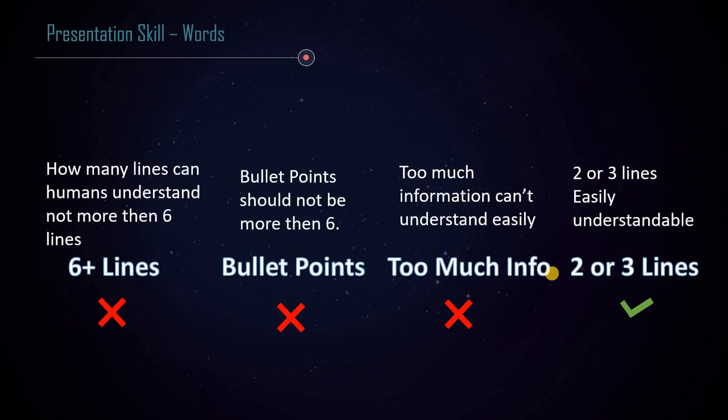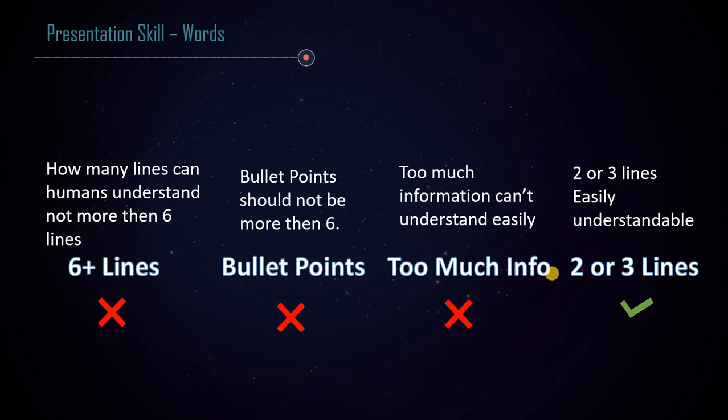Next is the presentation skill in the words. That is also important, because of how many lines humans can understand. Humans can understand only 6 lines. If you are putting in more than 6 lines, humans cannot understand it, because if you see any text, you need to read very constantly on that particular one. So 6+ lines is not good in your presentation. Use bullet points, but not more than 6.